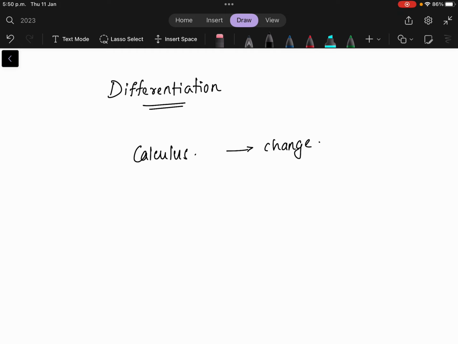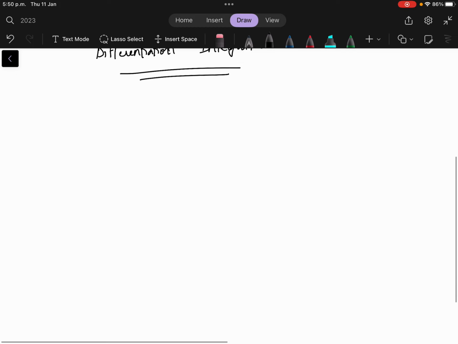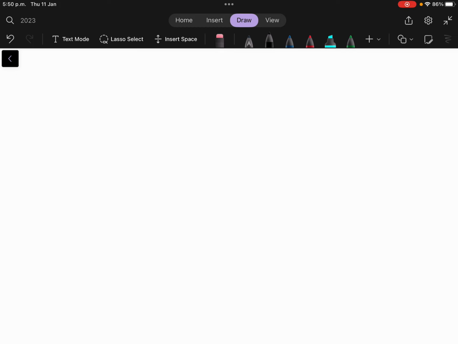Okay, and in calculus there are two different things that you have to learn. One is differentiation, and the other is integration. These are the two topics which you have to learn for Leaving Cert. So today we are going to work on differentiation. Now, what is differentiation? Differentiation is the specific branch of calculus which deals with the rate of change of one quantity with respect to another quantity.